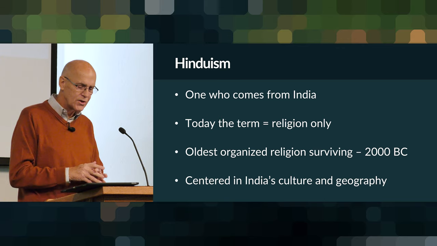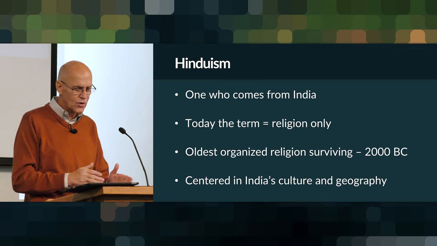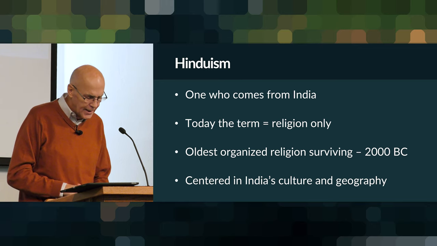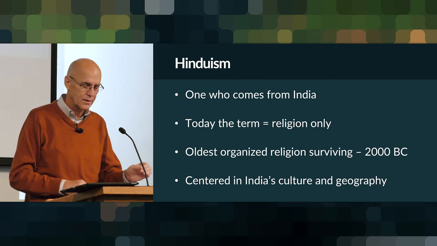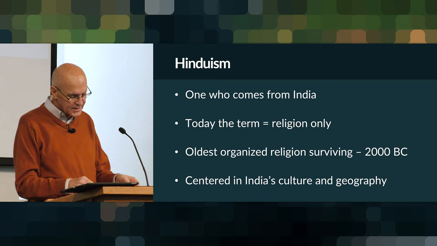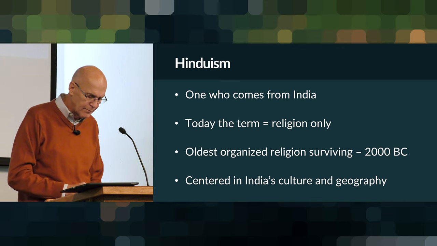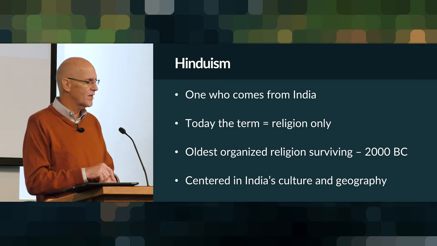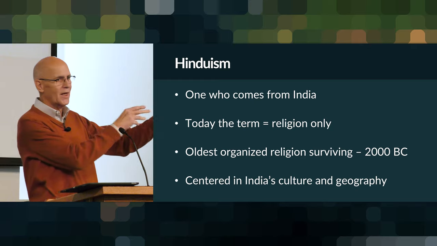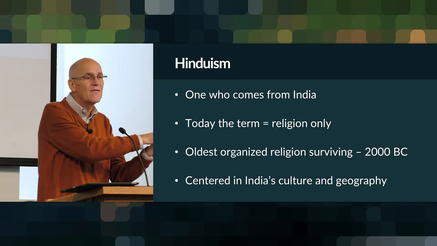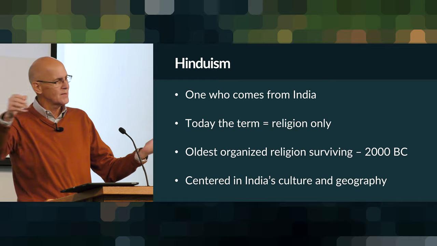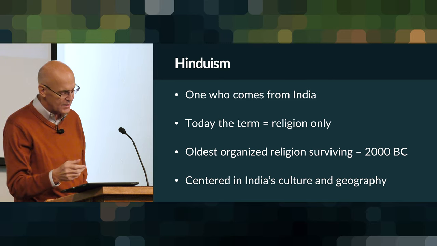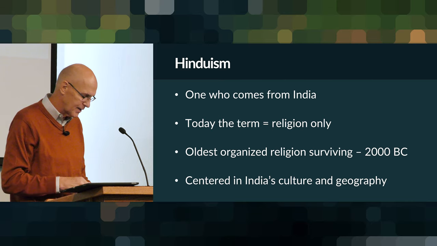However, in modern usage, the term Hindu and Hinduism refers to religion and not nationality, as it once did very far in the past. Hinduism is the oldest organized religion in the world still in existence today. It is very complex. It dates back to perhaps 2000 BC. Now, you heard me say before that Judaism is the oldest religion. Well, Judaism talks about the beginning of the world and the promise of the Savior that runs through the Old Testament into the New Testament. It's given at the beginning of the world. But as far as organized religions are concerned, Hinduism is the oldest, tracing back to 2000 BC.